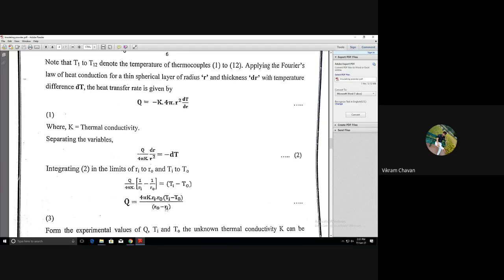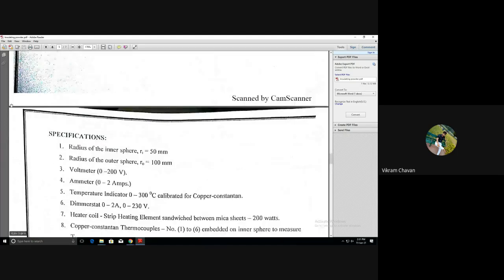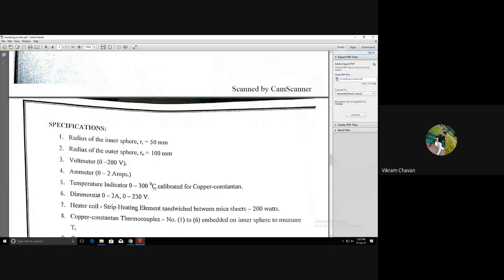Okay, and these values are provided in the specification. So the radius of the inner surface of the sphere is equal to 50 mm, and the radius of the outer surface of the sphere is 100 mm. Then the voltage range is provided for the voltmeter, and the current range is provided for the ammeter. Okay, so the temperature indicator range is also there.